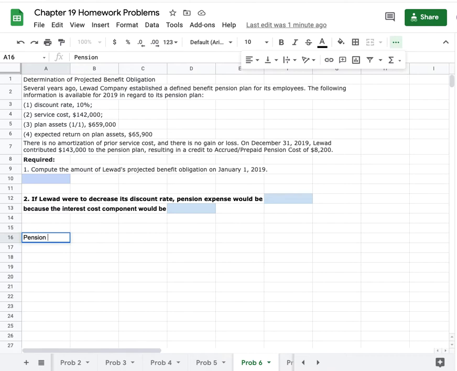That would be a debit to pension expense, which is the amount we're going to solve for. And it told us that there was a credit to accrued prepaid pension cost of $8,200, and we also know a credit to cash for $143,000 because that's the amount that they contributed. So the pension expense has to be the sum of those two things, giving us $151,200.